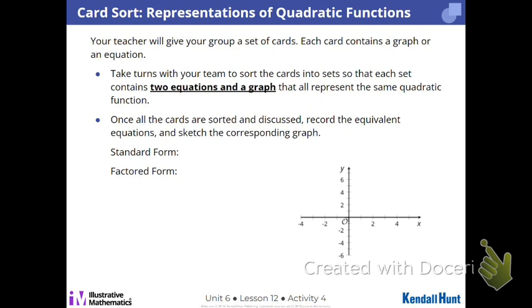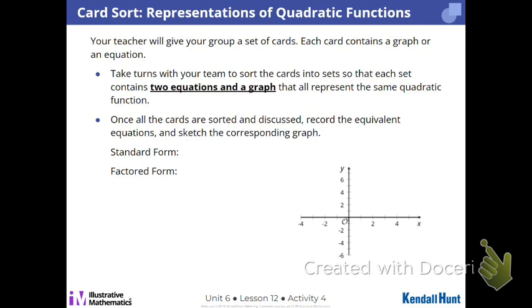I will give each group a stack of cards. You need to match cards. You will have a graph. You need to match these 3 things together: a graph, a standard form equation, and a factored form equation. So graph, standard, factored. Each group is going to have 3 things in it.